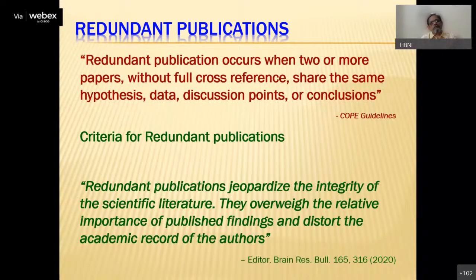So again, it is said that redundant publications jeopardize the integrity of scientific literature, they overweigh the relative importance of published findings and distort the academic record of the authors.